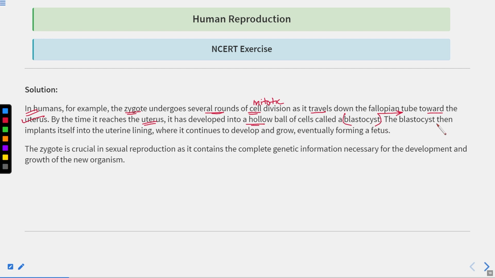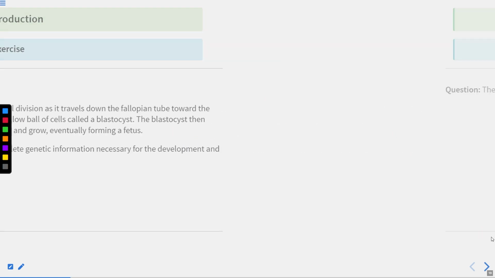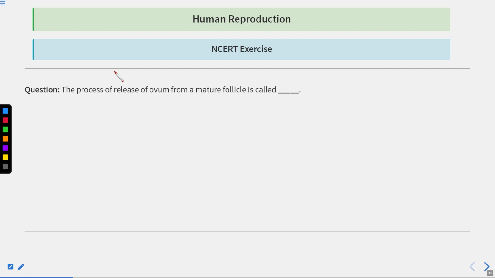This I have already told you. Blastocyst then implants itself into the endometrium of the uterus, where it continues to develop and grow, and eventually forms the fetus. A zygote is crucial in sexual reproduction as it contains the complete genetic information necessary for the development and growth of the new organism. So zygote contains the complete set of chromosomes, half from the male gamete, another half from the female gamete. Clear?